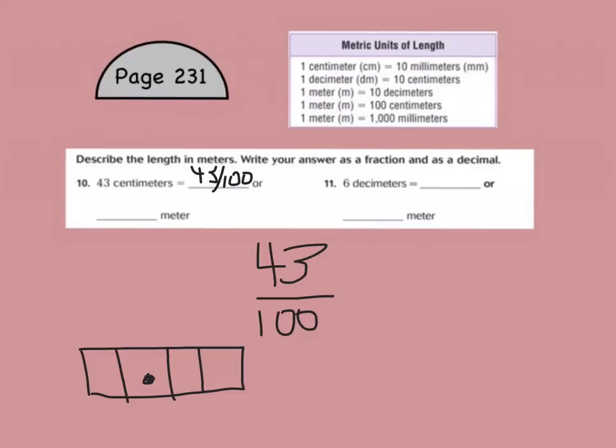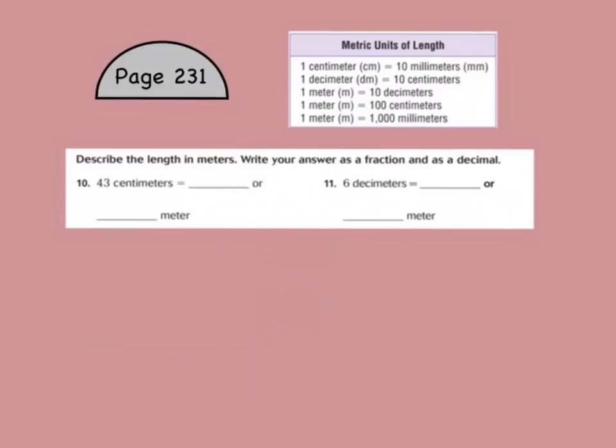And now let's go ahead and make it as a decimal. I know in order to turn this into a decimal, it's easy to draw my place value chart. We have no ones and we have 43 hundredths. So our decimal is no ones and 43 hundredths. All right, let's go ahead and take a look at number 11, everybody.